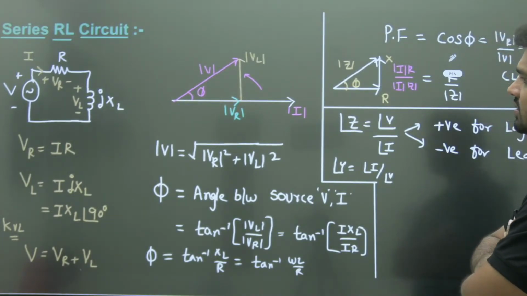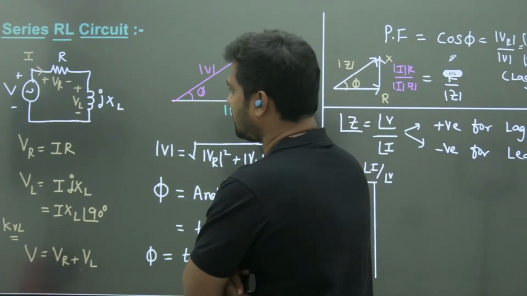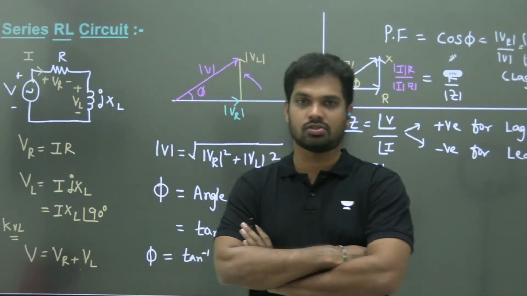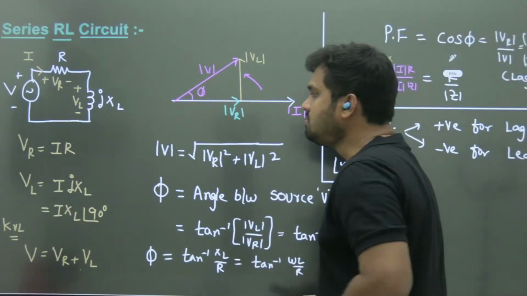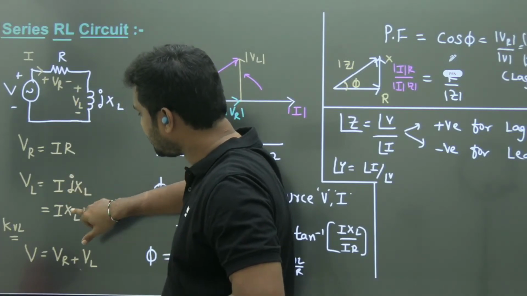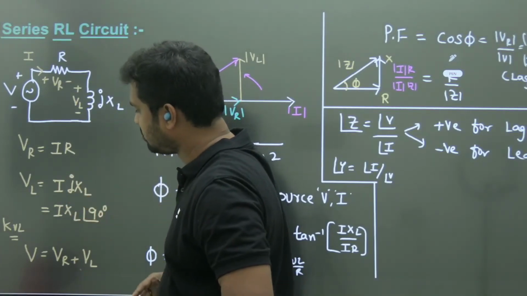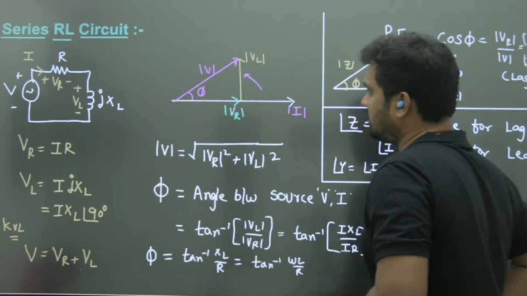So if you take a series RL circuit, this is the phasor diagram of the RL circuit. In an RL series circuit, current is always constant. So we should take current as the reference. So V equal to IR plus I jXL, that is IXL angle 90 degrees. So what is your V equal to? VR plus VL. So now listen carefully.